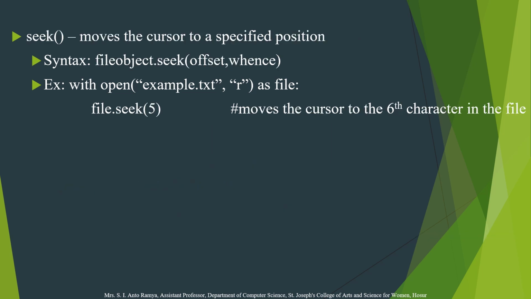The next function is seek. It is used for moving the cursor to a specified position inside your file. Then we have the syntax file object.seek of offset comma whence. So with open of example.txt comma r, we are opening the file example.txt in read mode, and file.seek of 6. What we are going to do is move it to the sixth position. 0, 1, 2, 3, 4, 5. So it is in the sixth position. The cursor will be moved to the sixth position inside your file.